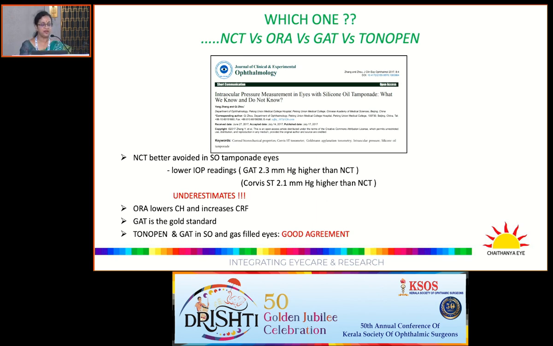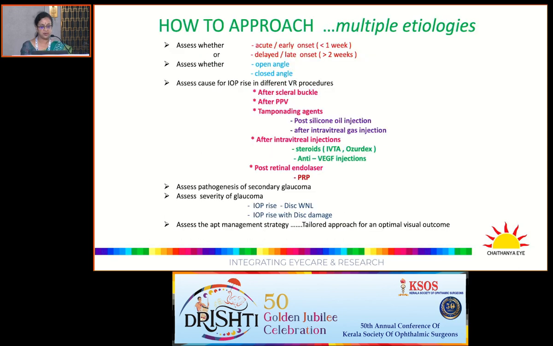So Goldmann is the gold standard. In silicone oil tamponade eyes, the biomechanics is definitely altered, the corneal hysteresis is lowered, and the corneal resistance factor increases. So GAT is the gold standard, and literature says even the Tono-Pen has good agreement in such eyes. But it depends on what one is used to in practice.